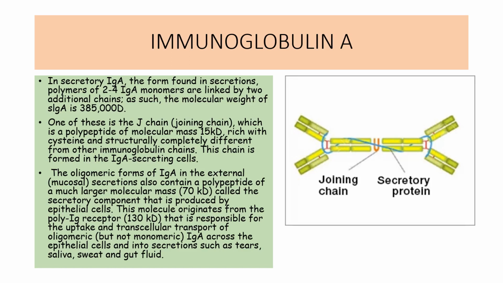The oligomeric form of IgA in the external secretion also contains the secretory protein of molecular mass 70 kilodalton. This molecule originates from the poly-Ig receptor, which is responsible for the uptake and transcellular transport of oligomeric IgA across the epithelial cell and into secretions such as tears, saliva, sweat, and gut fluid.